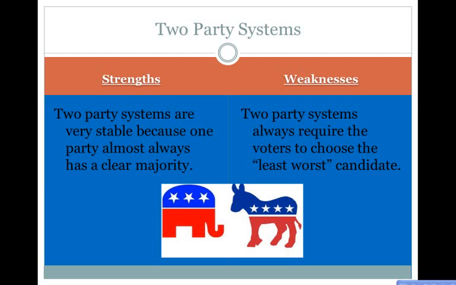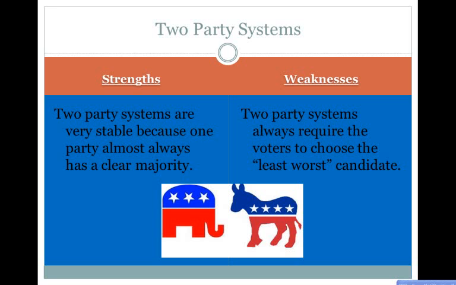We have more than two political parties, but we have two major parties. This system has some strengths and some weaknesses, like most things in life. The strength of the two-party system is that it's very stable. If you have an election and you only have two major candidates, you're almost always going to have a clear winner, a clear majority. And that's good because it makes the country stable. When we have an election, it's pretty clear that one side will win, and that gives us stability.